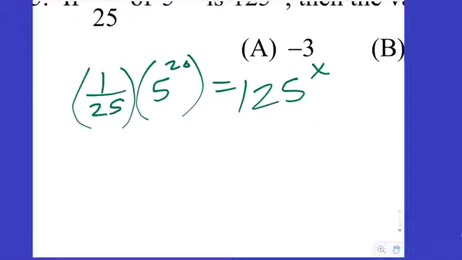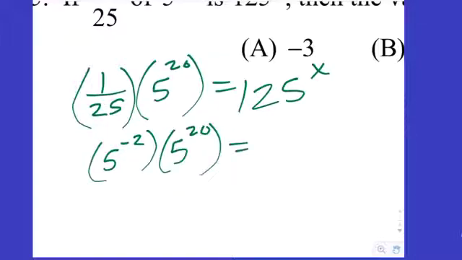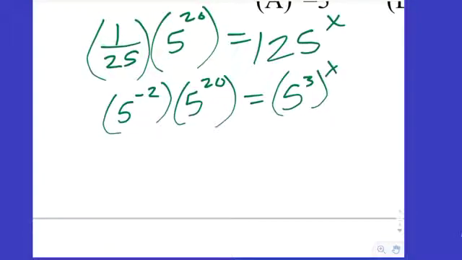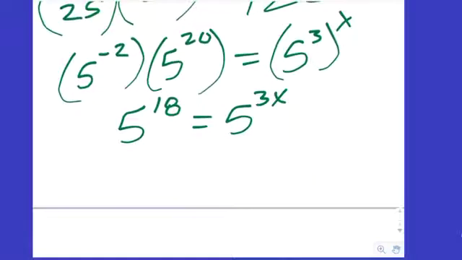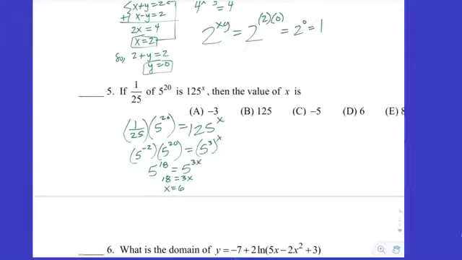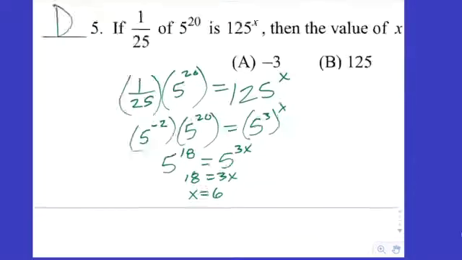And now you get all the bases the same. It looks like you can write everything as a power of 5. So 1 over 25 is 5 to the -2nd. And of course, this is already a power of 5. 125 is 5 cubed. So you write it as 5 cubed to the x power. Now over here, since the bases are the same, you add exponents. 20 minus 2 is 18. Over here, you're exponentiating, so you multiply, you get 5 to the 3x. And then now, again, because you have the bases the same, you can equate their exponents. So 18 equals 3x. Divide both sides by 3, and you get 18/3, also known as 6. Piece of cake, nothing to it. Practice, practice, practice. It was D on the test. Tomorrow, this is what you're showing.